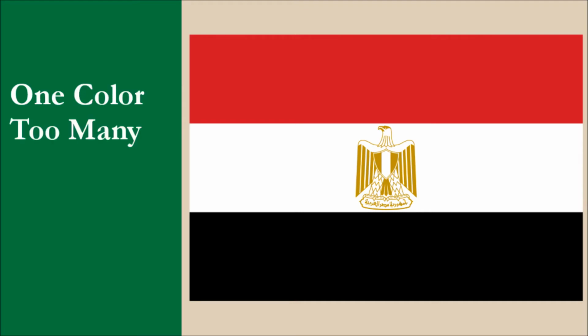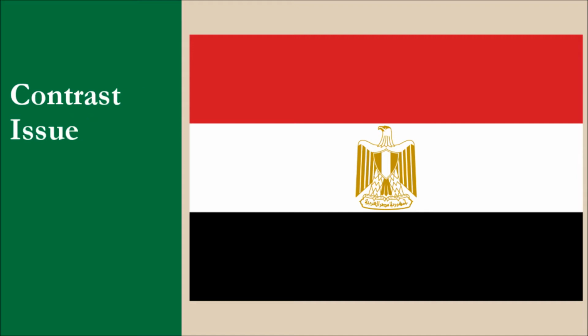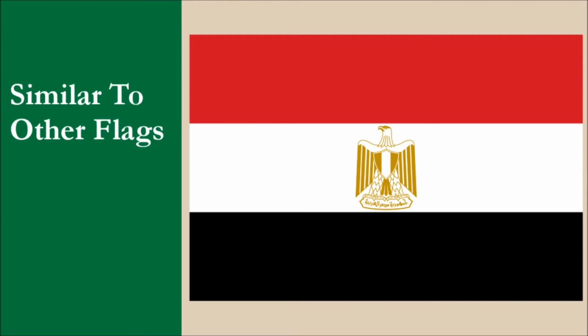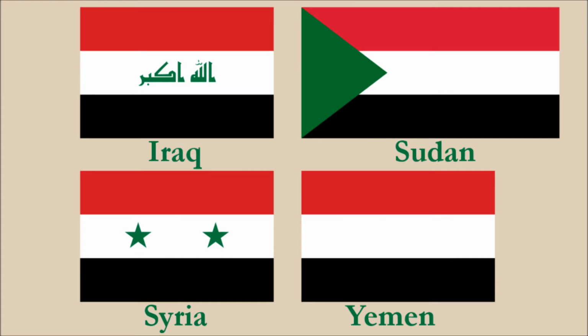The flag has 4 colors in total, which is one more than the recommended maximum of 3, and there is poor contrast between the gold emblem and the white stripe. The final problem with the flag is that it looks similar to the flags of a number of other countries. Iraq, Sudan, Syria, and Yemen all have the same 3 horizontal stripes.